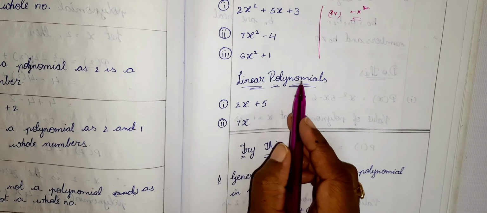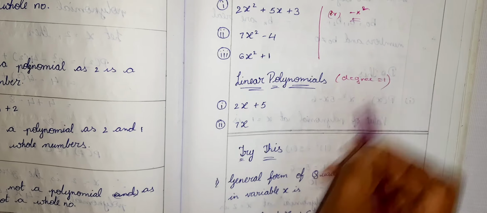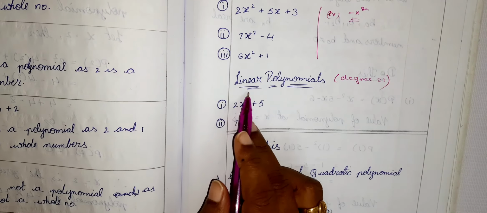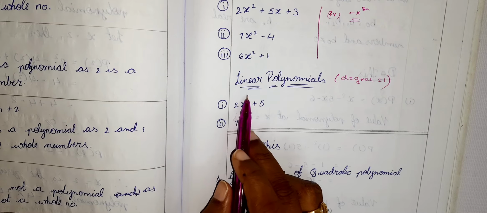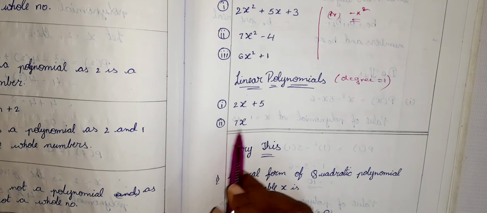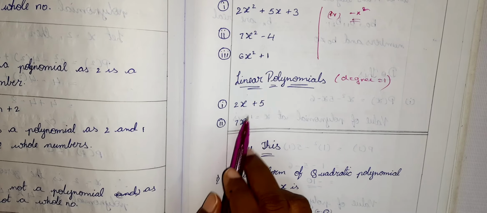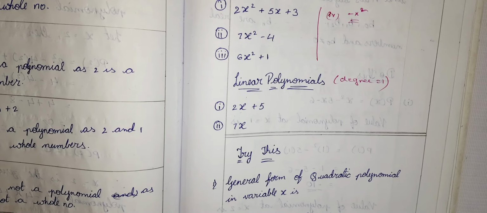The next one is a linear polynomial, when the degree is equal to 1. Degree equal to 1 gives you the linear polynomial. Here the highest power, the only variable term here is 2x, and the power of this is 1, therefore it is a linear polynomial. And a single term is a monomial and also a linear polynomial. So that is 7x power 1, hence it is a linear polynomial.